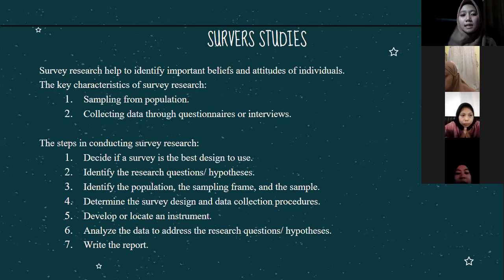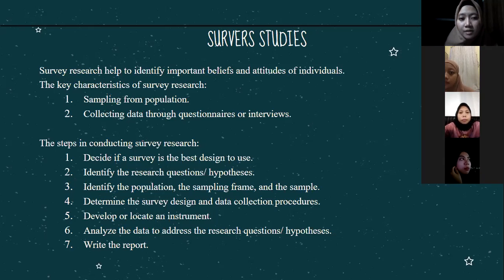So in this case, when do we use this research? We use this research when we want to determine individual opinions about policy issues. And after that, survey research helps us to identify important beliefs and attitudes of individuals. And survey research also helps us to evaluate programs at schools. For example, we need to determine the success of a robotic program in science education.